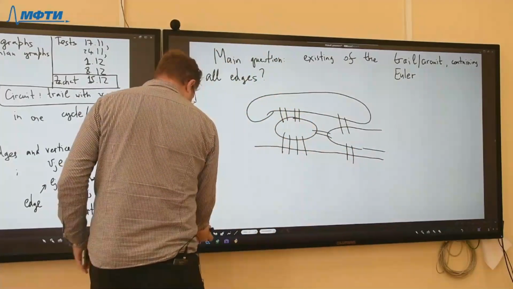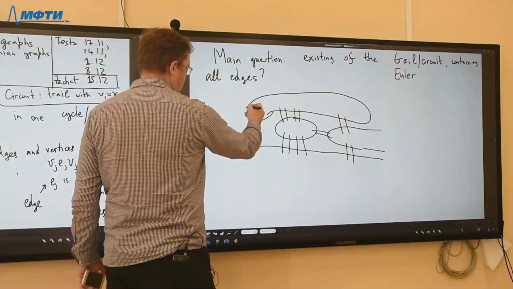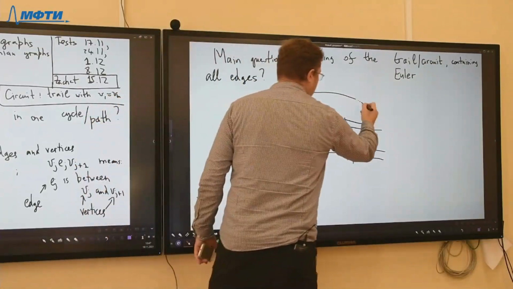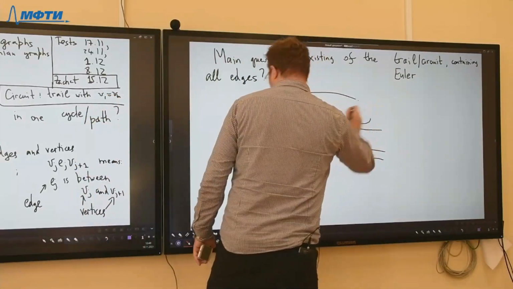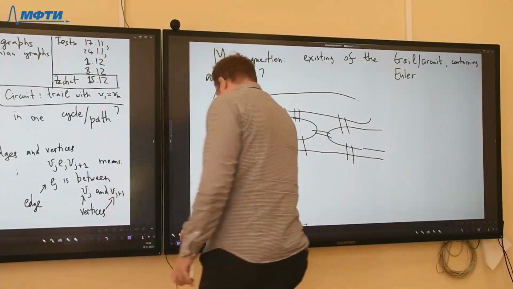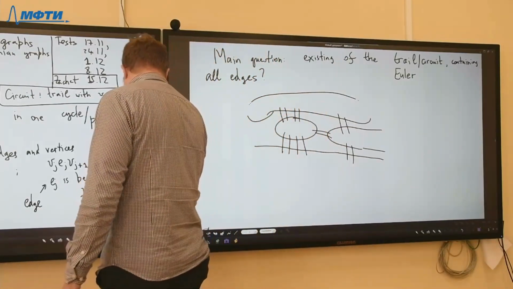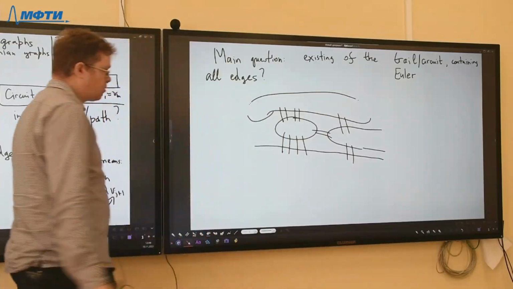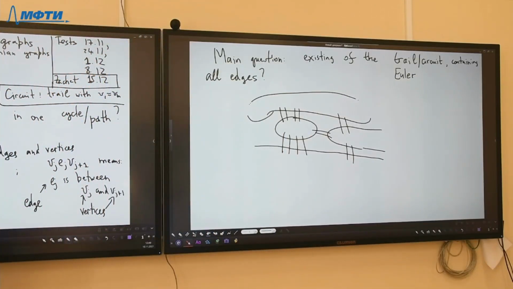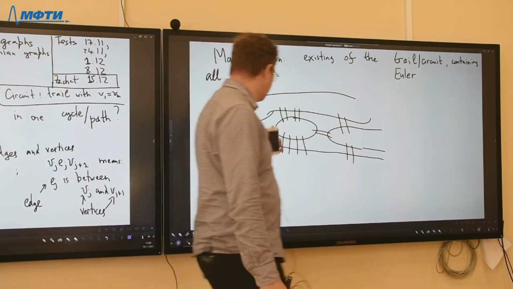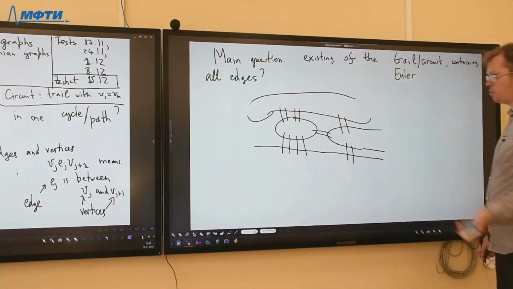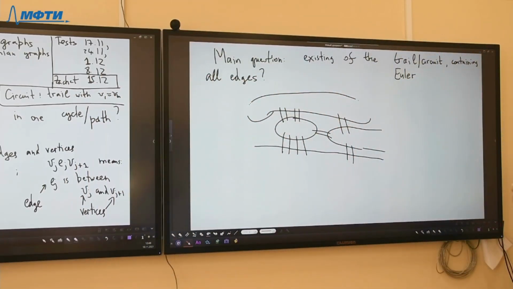And Euler asked, can we go through all of the bridges? Can we cross all the bridges, but not crossing one twice? So each bridge will be crossed exactly one time.